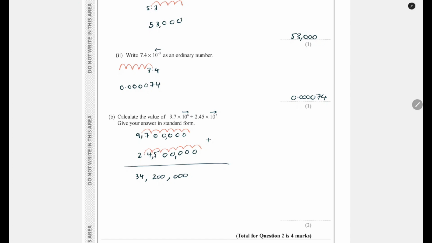And finally, we need to put this into standard form. And so we need to move the decimal place until the first number is a non-zero number, in our case 3. So the decimal place is here, 1, 2, 3, 4, 5, 6, 7. And so the number becomes 3.42 times 10 to the power of 7.